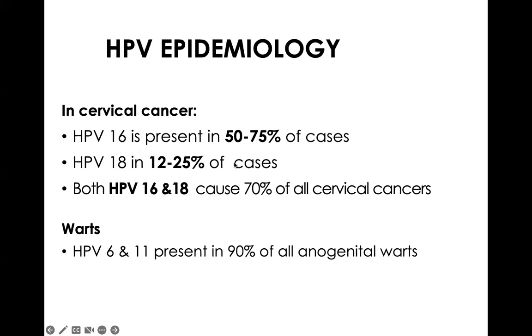So we talked earlier about high risk and low risk types. Some of the high risk types, the most studied ones, are HPV 16 and HPV 18. And these are associated with the majority of cervical cancers. Actually, 70% of cervical cancers are associated with those two HPV types, which are high risk types. And then you also have the ones that lead to warts and are rarely associated with the cancers. And these are HPV 6 and HPV 11. And these are present in the majority of the anogenital warts.